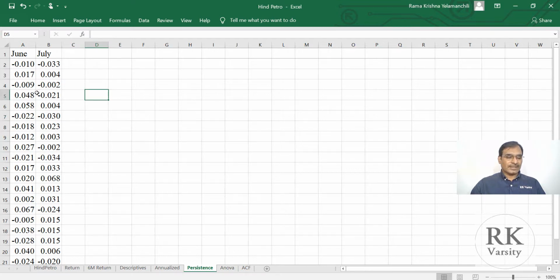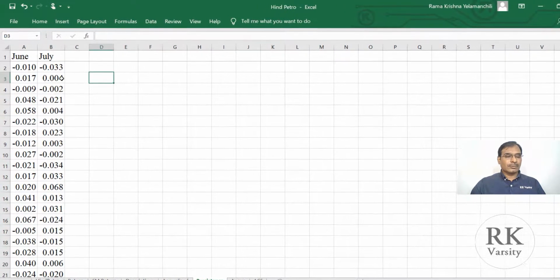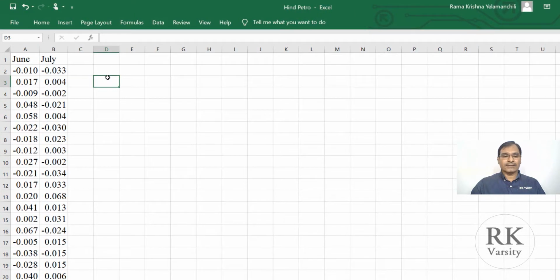To measure the performance persistence, you need to use a paired sample t-test. Why are we using a paired sample t-test? Because the samples are drawn from the same stock, that is Hindustan Petroleum Corporation stock. For the same stock, I am taking 2 different time periods. To measure the performance persistence, we use the paired sample t-test using the Data Analysis ToolPak.